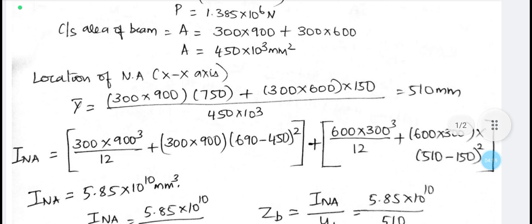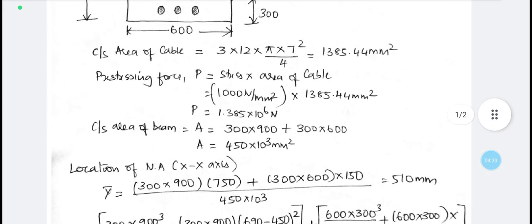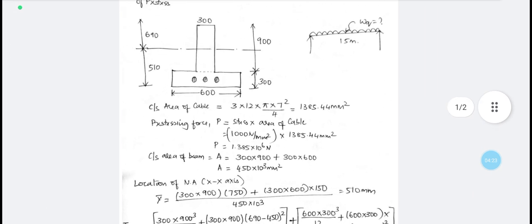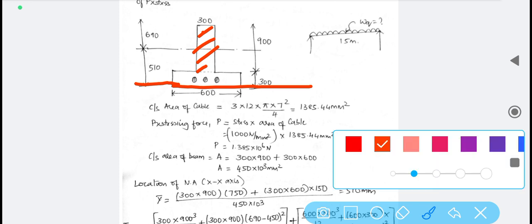Okay, let us consider the very first thing, the rib portion. Let us consider the rib portion here. 300 into 900 is nothing but this rib portion area, and we are trying to find the neutral axis with respect to the bottom fiber. So this is the bottom fiber. So the area of the rib portion is 300 into 900, and next, whatever the purple point I have to consider, let that be the centroid of this rib portion.